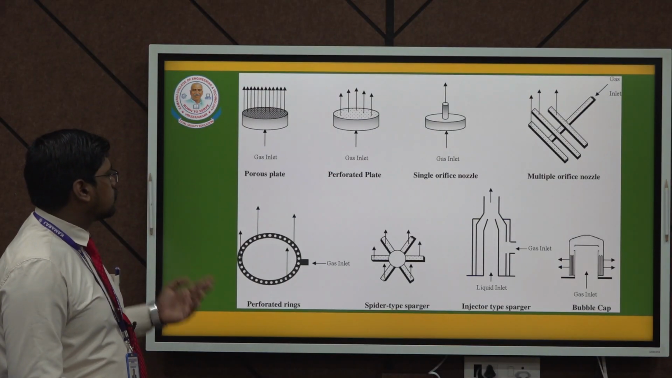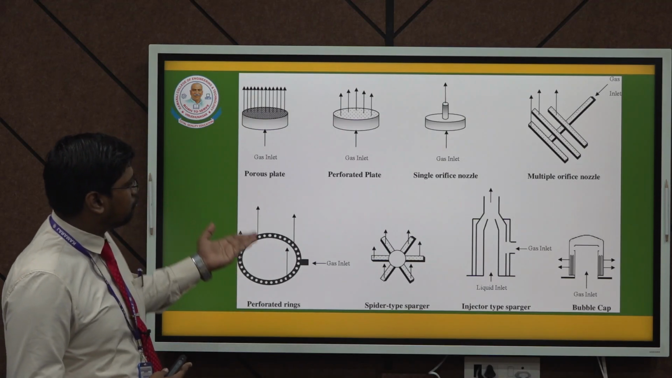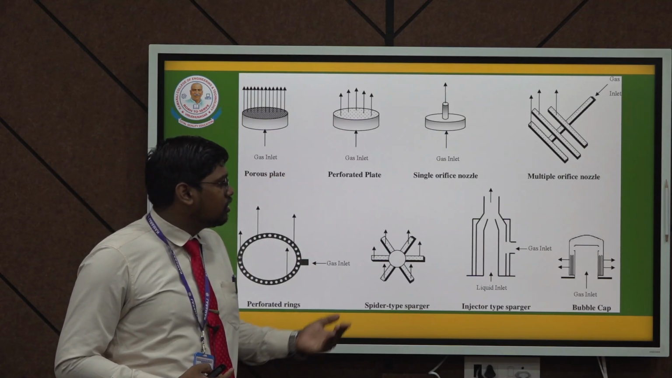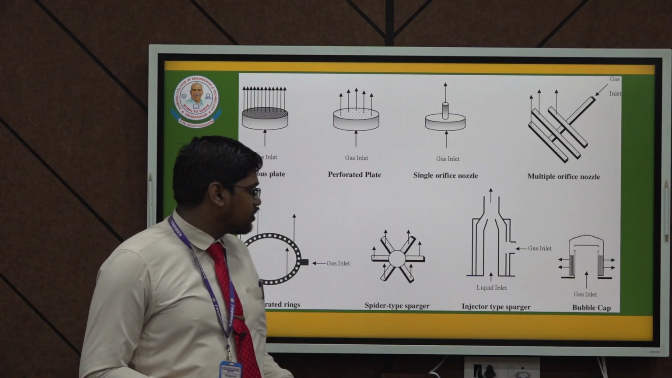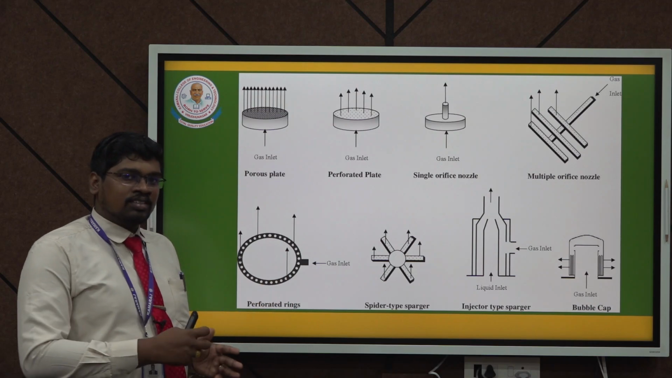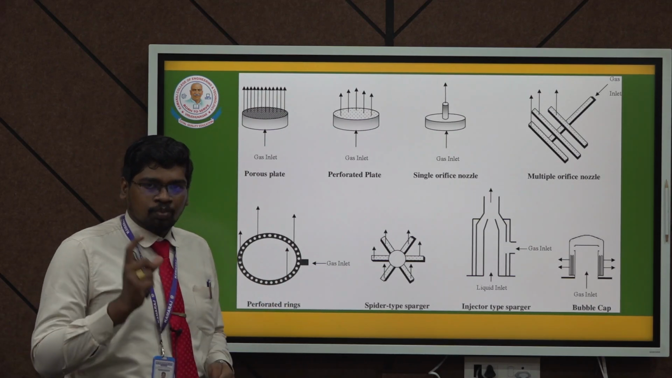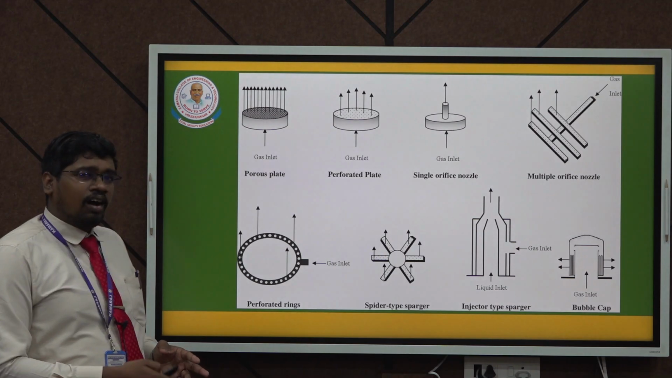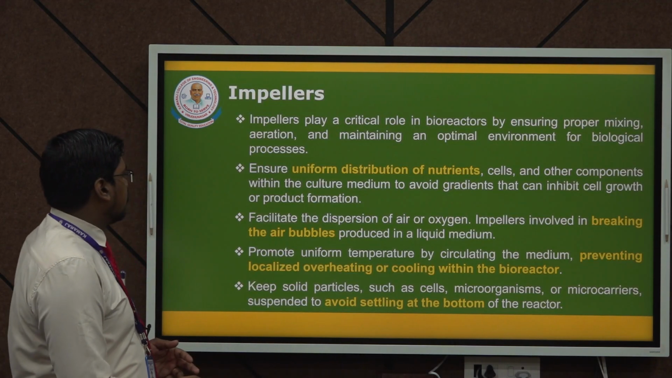These are some of the most commonly used spargers in the bioreactor system: porous plate, perforated plate, single orifice nozzle, multiple orifice nozzle, perforated rings, spider type sparger, injector type sparger, and bubble cap. These sparger systems allow the air into the bioreactor system through small bubbles. These bubbles are then equally distributed through the use of impellers.